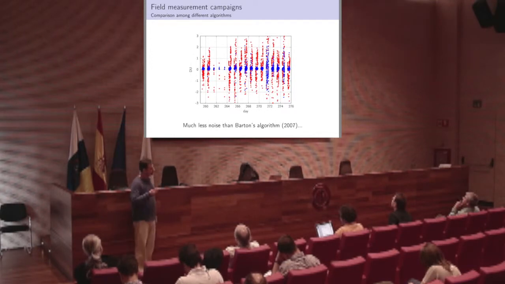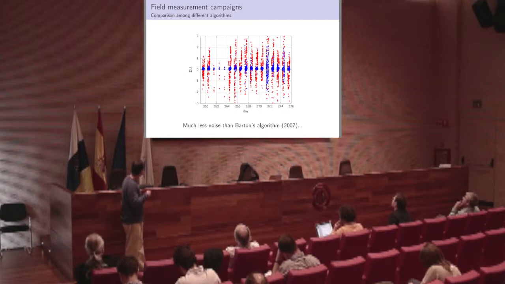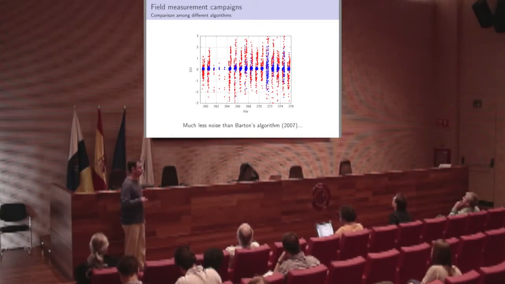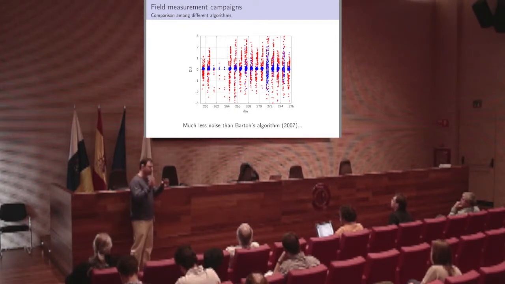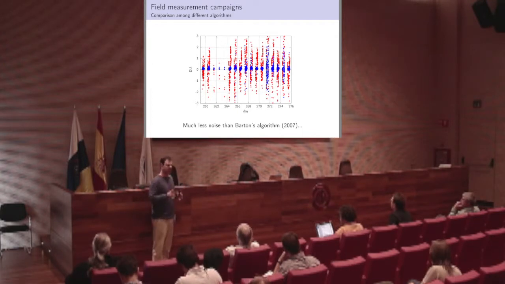This is a comparison between David Barton's algorithm and mine. Mine is in the blue color, and his is in red. And you see that mine is much less noisy than his. That's interesting because this is the very same data set of measurements at the same wavelengths, and just the weightings change.